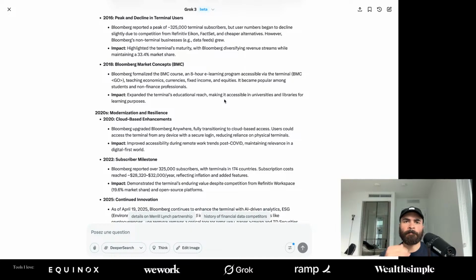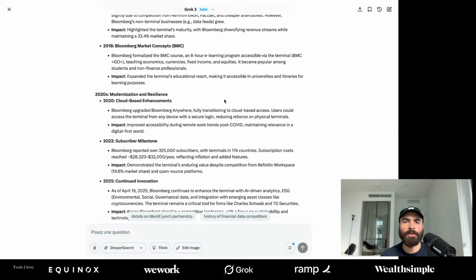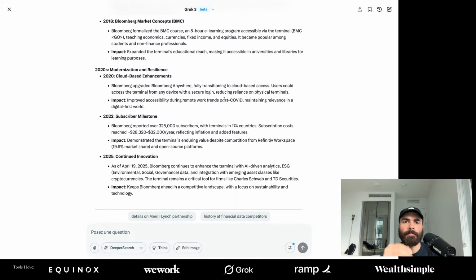Peak and decline. A peak of 325,000 terminal subscribers, but user numbers began to decline slightly due to competition from Refinitiv, FactSet, and cheaper alternatives. However, Bloomberg's non-terminal business grew, diversifying revenue streams while maintaining a 33.4% market share.